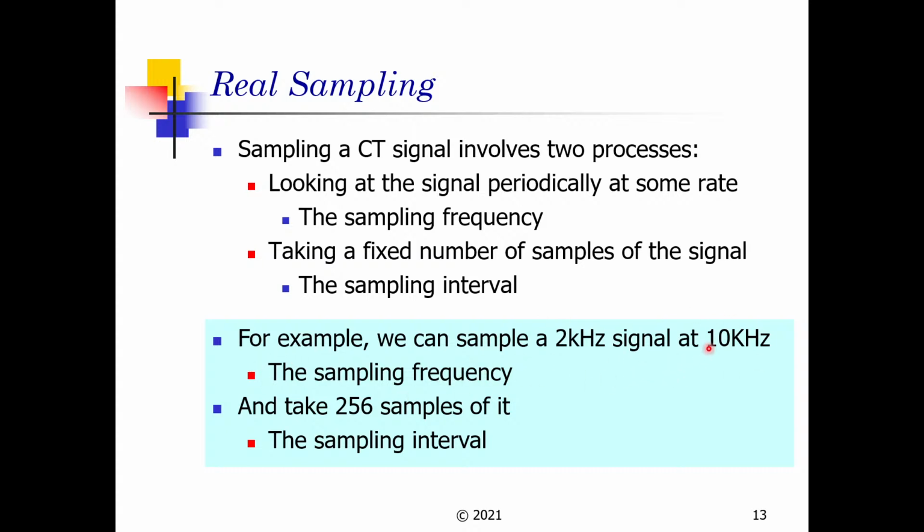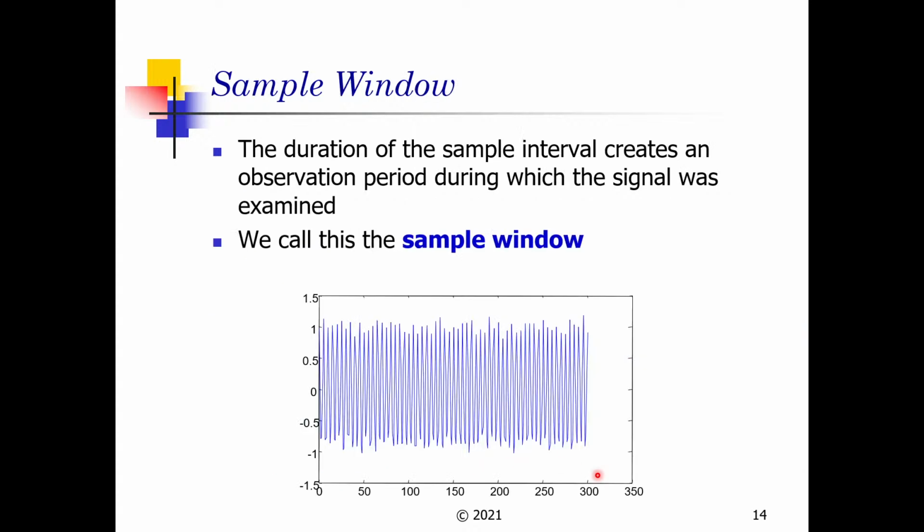So if we sample that 2 kilohertz signal at 10 kilohertz, that gives us a sampling frequency of 10 kilohertz. If we took 256 samples of that 2 kilohertz signal, those 256 samples refer to our sampling interval instead. Having a duration of the sample interval creates an observation period where we can only observe those samples from the continuous time signal. That observation period is what we refer to as our sample window.